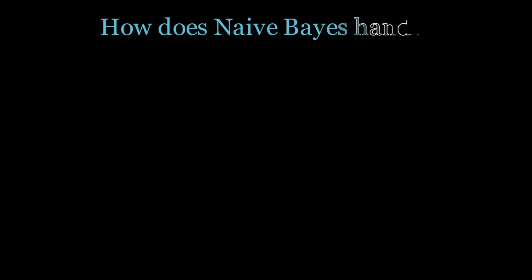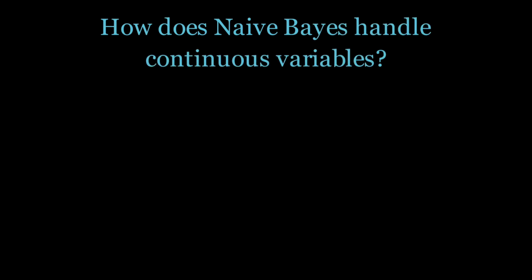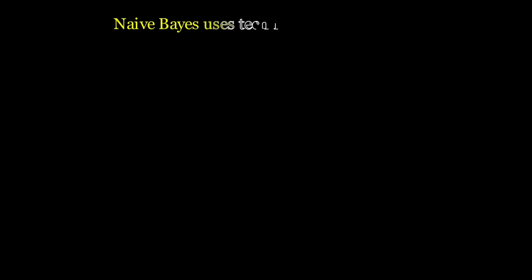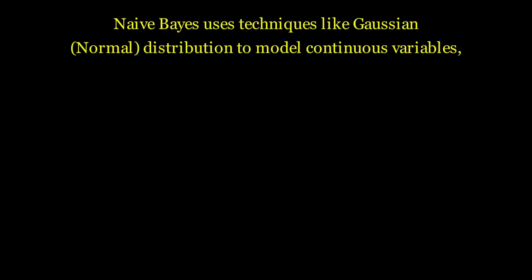How does naive Bayes handle continuous variables? Naive Bayes uses techniques like Gaussian normal distribution to model continuous variables, assuming data follows a bell curve.